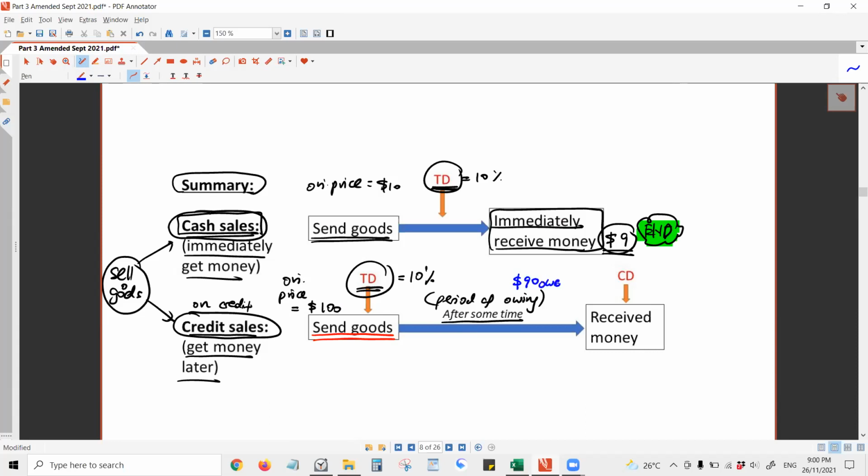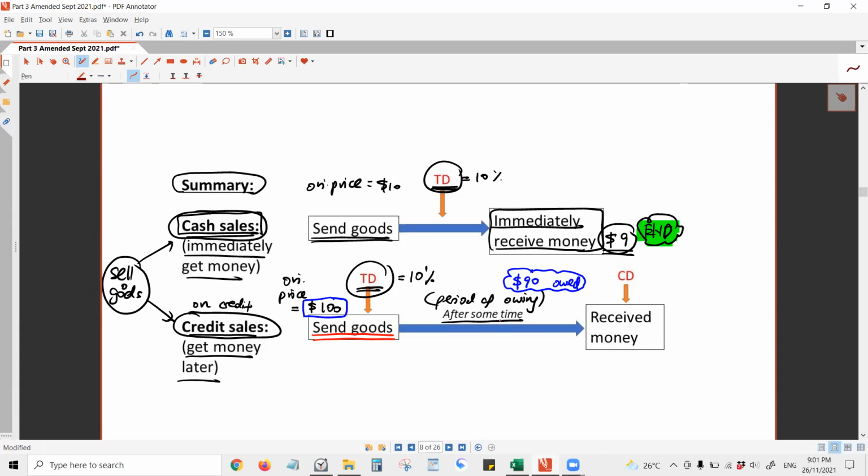Agree? Okay, $90 is owed, right? Because when you send goods to them, you should know how much they have bought. That's why at that time you can give them trade discount. If the original price is 100, that means after you have sent goods to them, the customer would start to owe us $90. Make sense? The timing is very important. If you understand the timing, then you would know when trade discount would appear and when cash discount would appear.